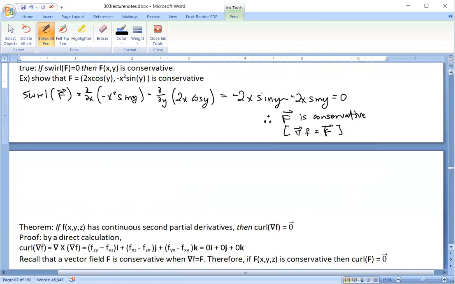So once again, using our terminology, we know that a vector field F is conservative precisely when the gradient of some function f equals the vector field F. So saying this in different words, if vector field F is conservative, then the curl of the vector field equals 0.